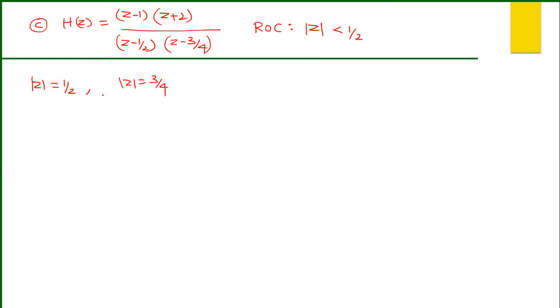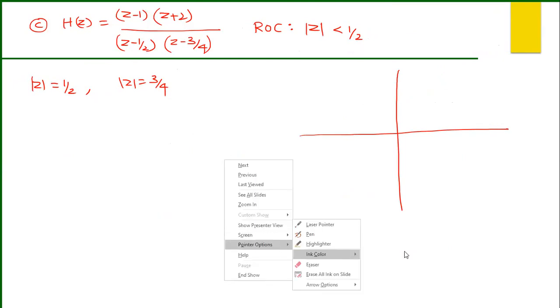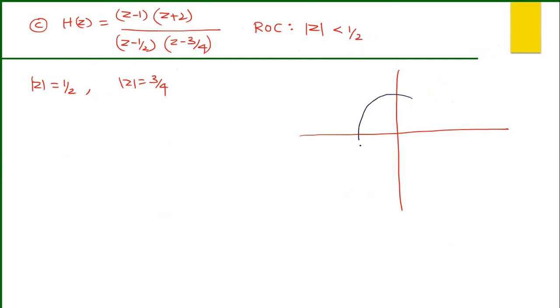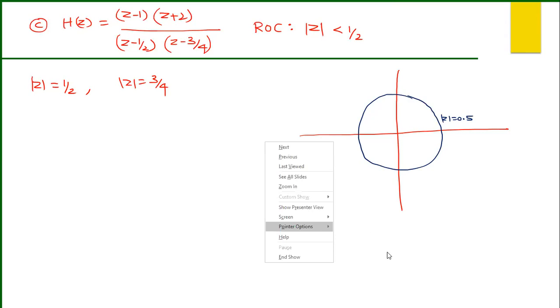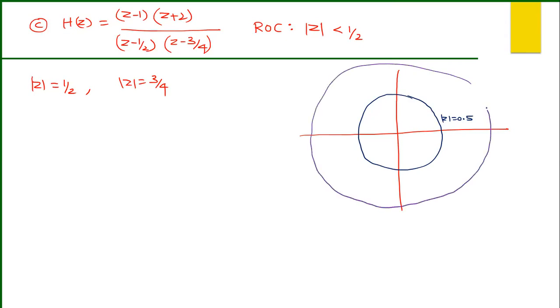So two circles are given. Now draw the two circles. One circle has radius 1 by 2, which means 0.5. Mod Z is 0.5. One more circle, 3 by 4, which means 0.75, somewhere here. Now, what is the ROC given? Mod Z is less than 1 by 2. ROC less than 1 by 2 means inside the circle.